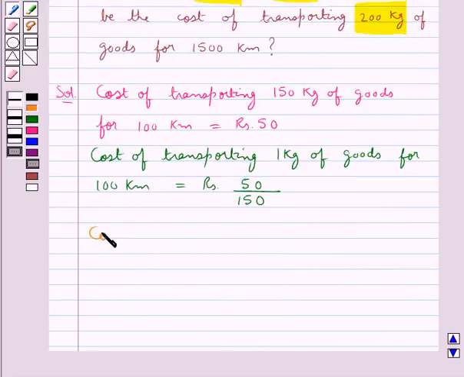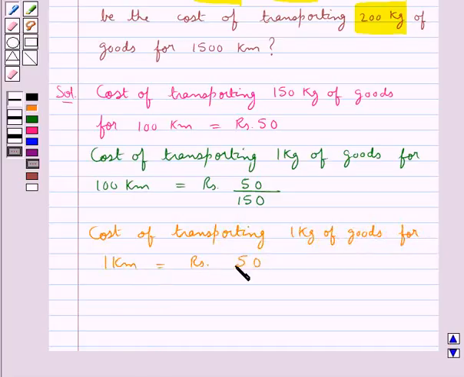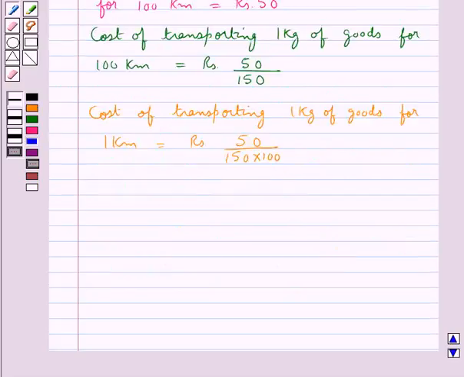Next we have the cost of transporting 1 kg of goods for 1 kilometer. This would be equal to rupees 50 upon 150 into 100. Less the distance, less would be the cost.